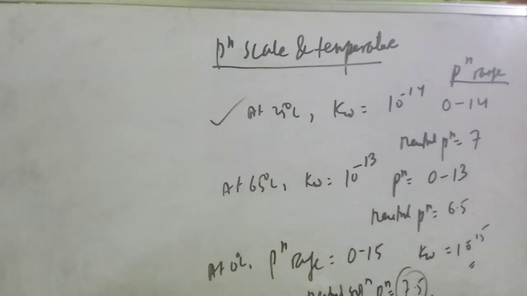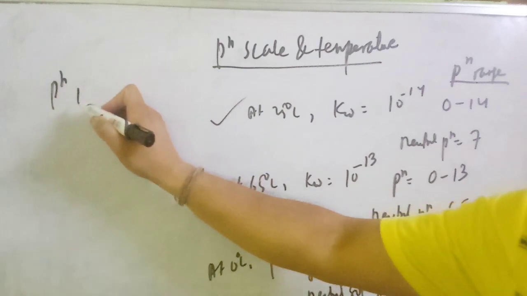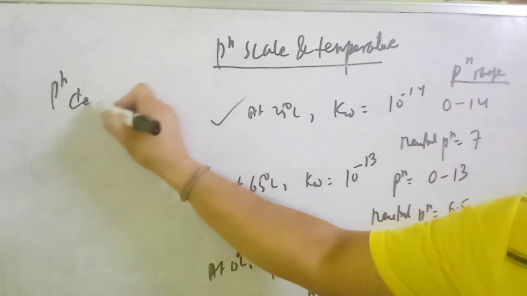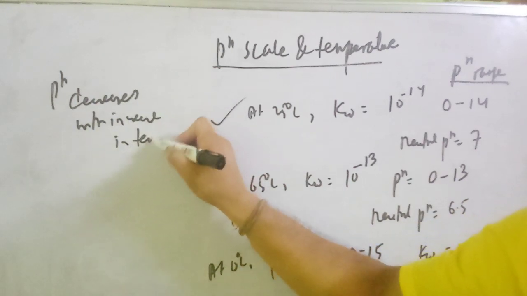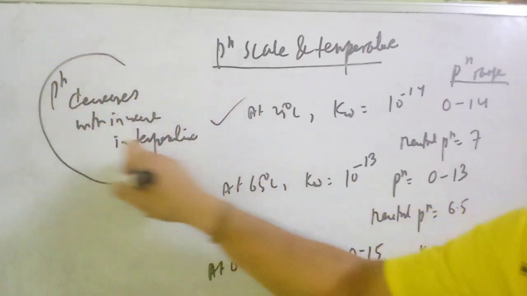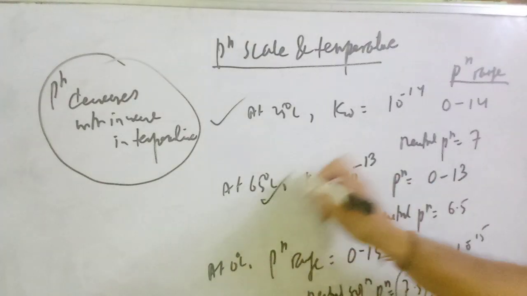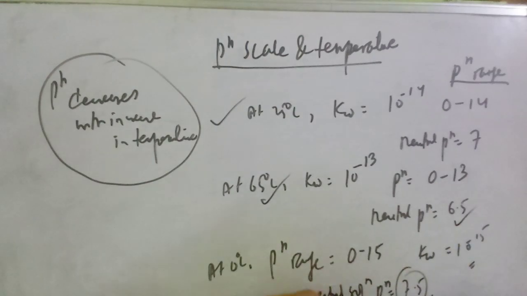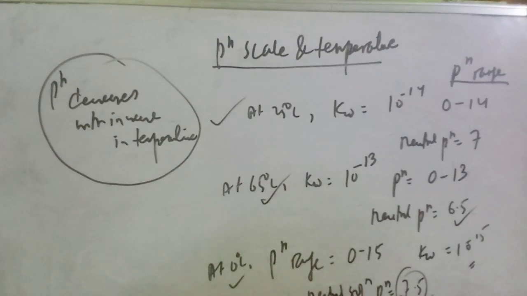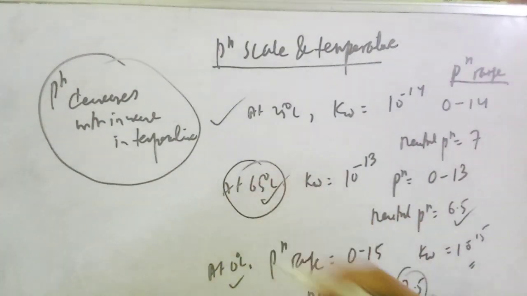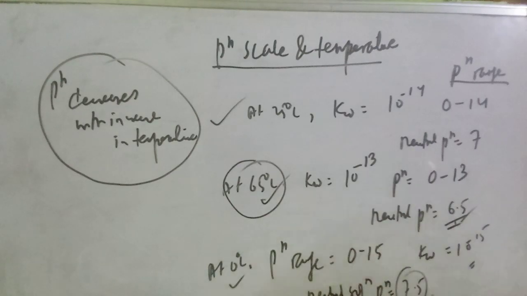our pH scale, in this way, we can understand that pH decreases with increase in temperature. So this is our conclusion, right? pH decreases with increase in temperature, because at 65 degrees centigrade, neutral is 6.5, at 0 degrees centigrade it is 7.5. That is, when temperature is decreased, the pH value will increase. So pH decreases with increase in temperature. That is, when temperature is increased, the pH value decreases. So this is the relationship between the pH scale or pH and temperature.